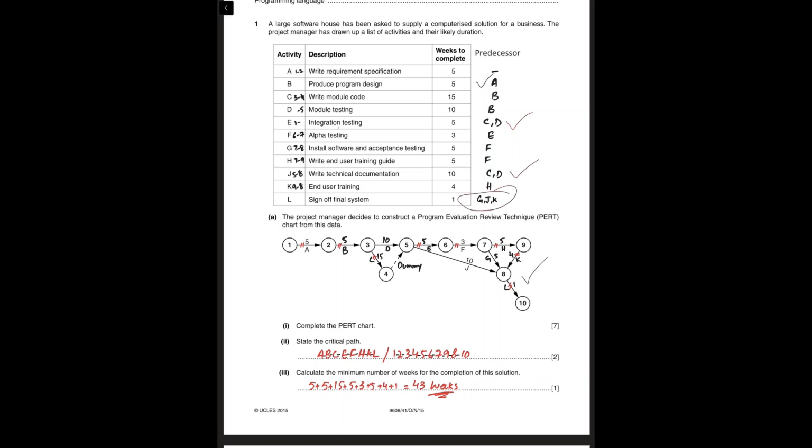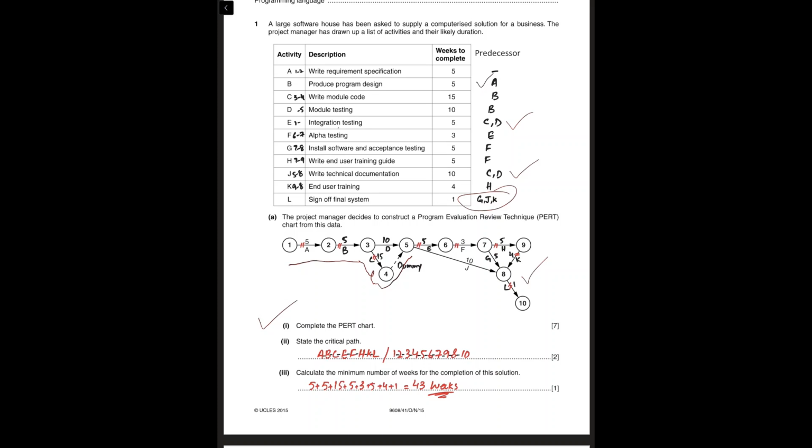Now they ask us to complete the PERT chart that we have just completed and then state the critical path. So when we go from A to B, there is no need to worry about this is 5, and then C is higher than D in number of days, weeks completion, so this is on our critical path. Then we reach to node 5.